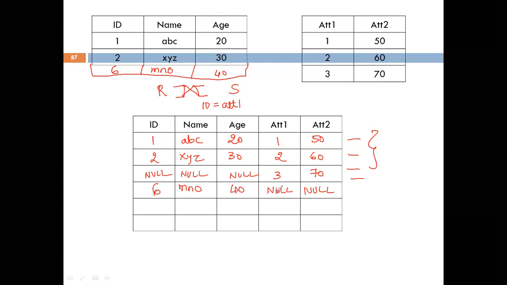So this is full outer join, where we retain all the tuples from both the relations, and only if there is a matching, the entry will be there. If there is no matching, then null will be filled. So you can observe here, this is all the entries from the right table, and this is the entry from the left table. So these three values will all be present.